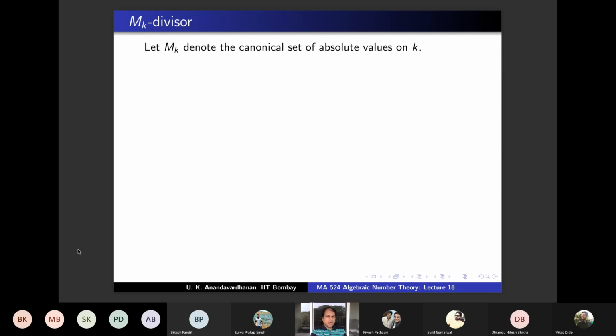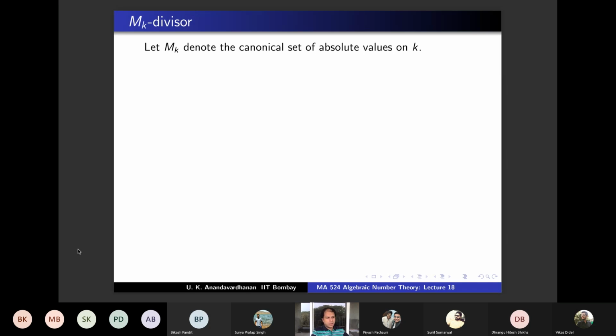And what do I mean by the canonical set of absolute values? For each prime, we are fixing a normalization. The absolute value of x is c to the power r, where c is between 0 and 1, and r is the P-adic valuation. And what is c? The choice of c is 1 by the norm of the ideal. So if P is your ideal, the norm of P, where is the norm? The norm is from K to Q. Throughout, when we take a number field K, the base field is Q.